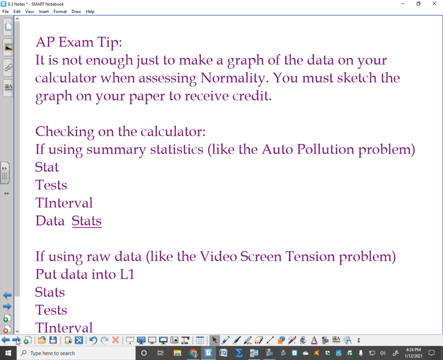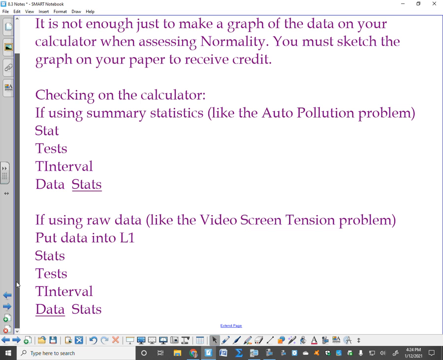If you're using raw data like the video screen tension problem, you're going to put all your data into L1, and then you're going to do the same thing. You're going to stats, tests, T interval, but when it says data or stats, you're going to go over to data, and it's going to pull that information from L1, and it will give you a confidence interval.